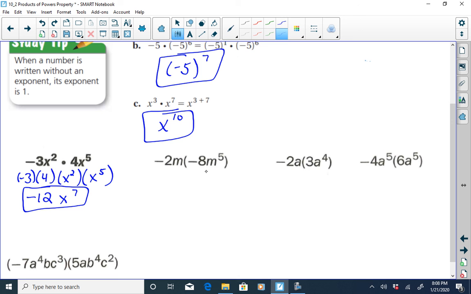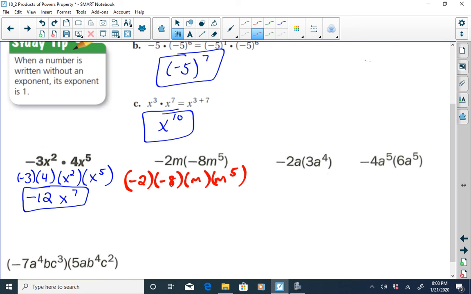All right. Next example, we want to do the same way, right? We want to reorganize our factors using the commutative property. So if we reorganize the factors here, that's going to be negative 2 times the negative 8 times m times the m to the fifth power.